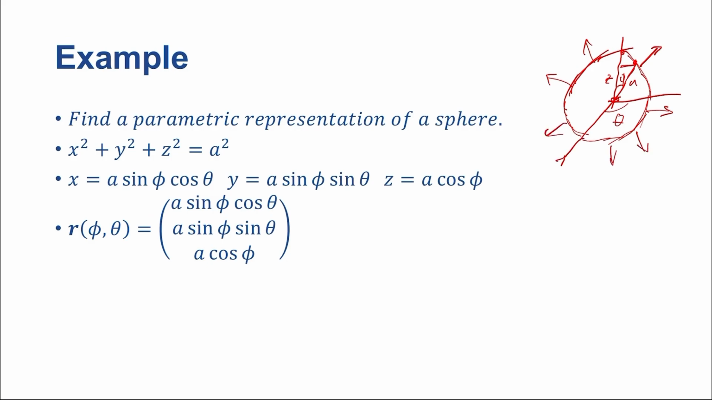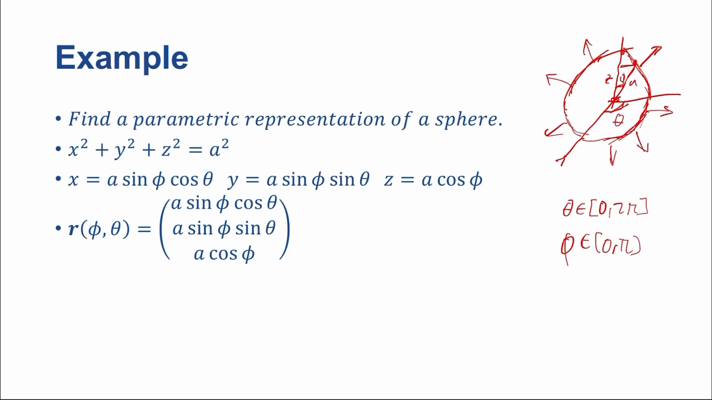But what we can do is set domain restrictions. In order to get a full sweep, theta is going to be between 0 and 2 pi. So we'll write that theta is in 0 to 2 pi. And then phi would need to sweep out all of the vertical here, so phi would go from 0 to pi. So phi is in 0 to pi.